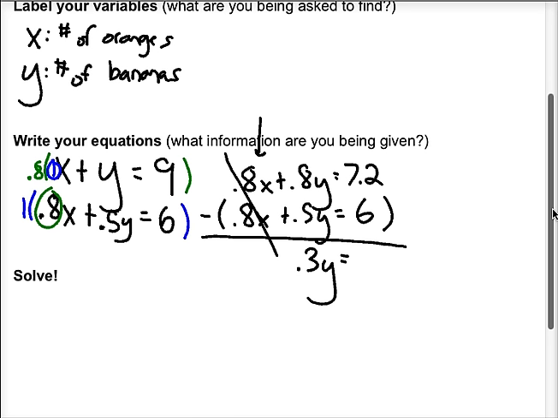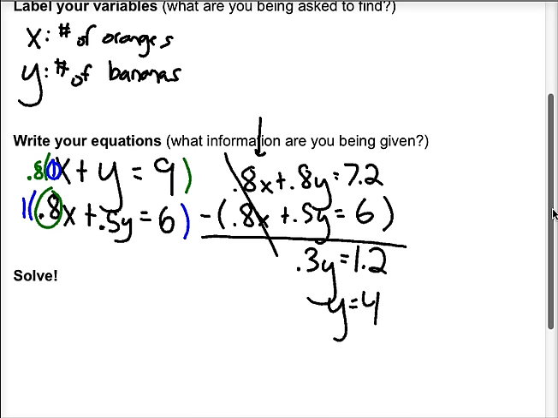7.2 minus 6 leaves me with 1.2. And now I divide by 0.3. That's going to give me a y value of 4. So, not quite done yet though.